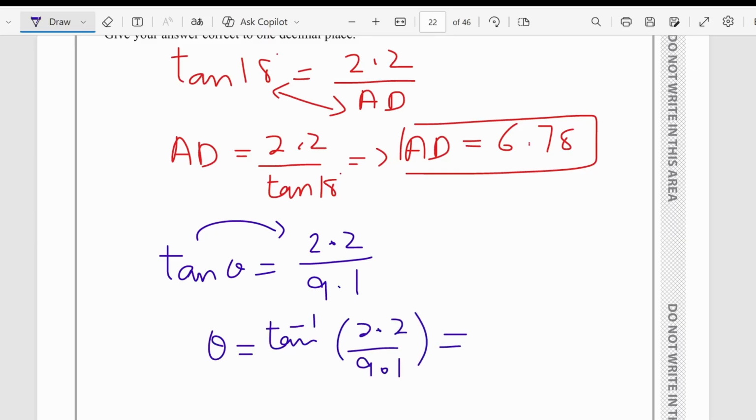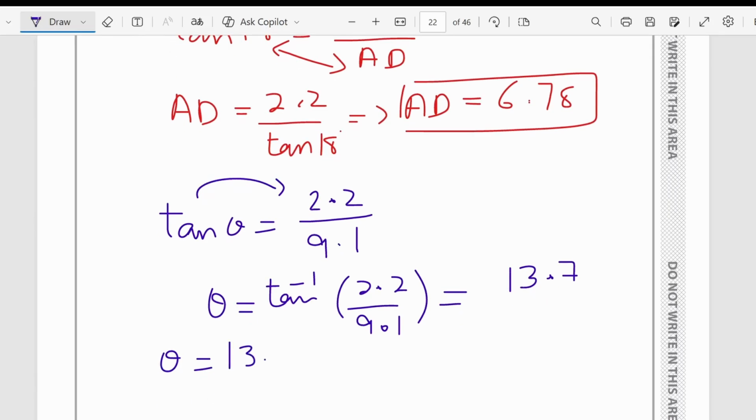So directly we can get our answer, 13.7. That's the value of theta. So theta is equal to 13.7. That's the required answer.